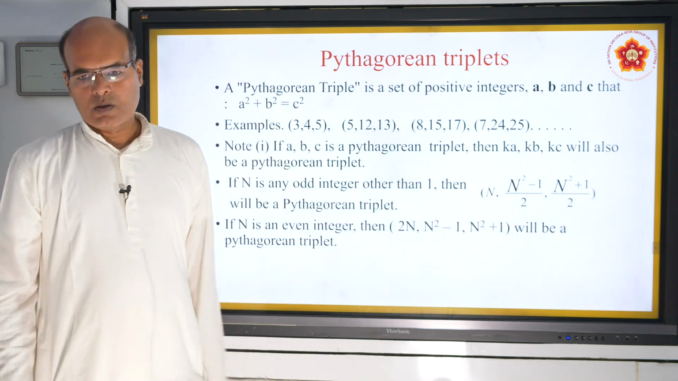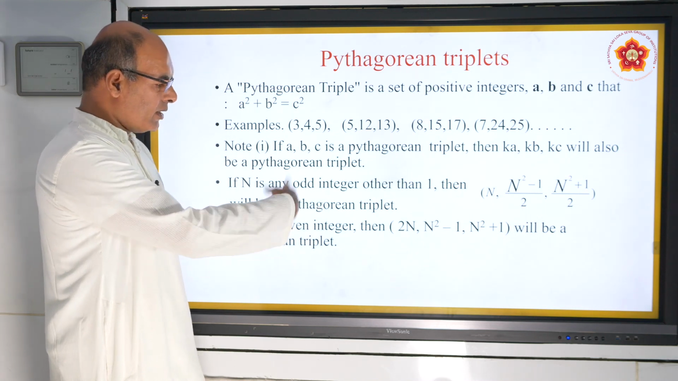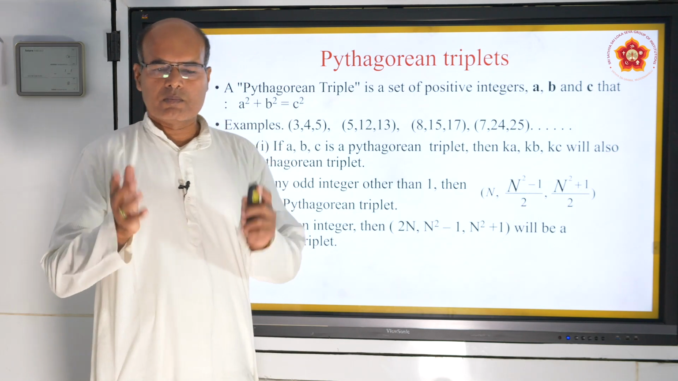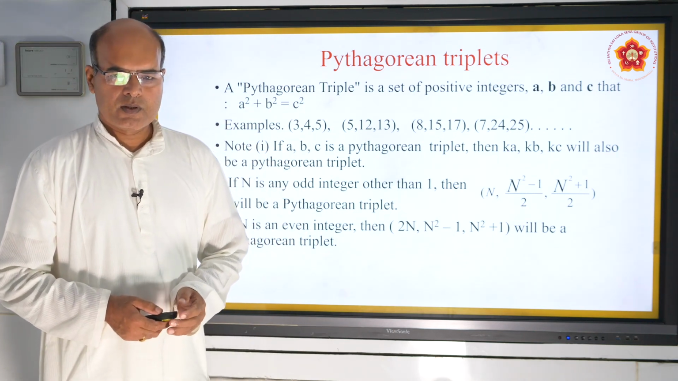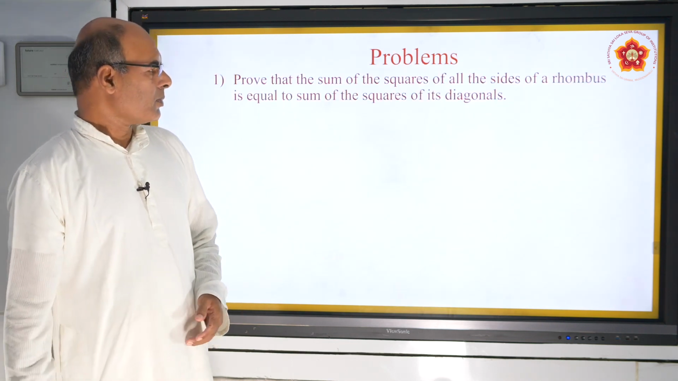If n is an even integer, then 2n, n square minus 1 and n square plus 1 form a set of Pythagorean triplets. So remember it. Now go to the problems.